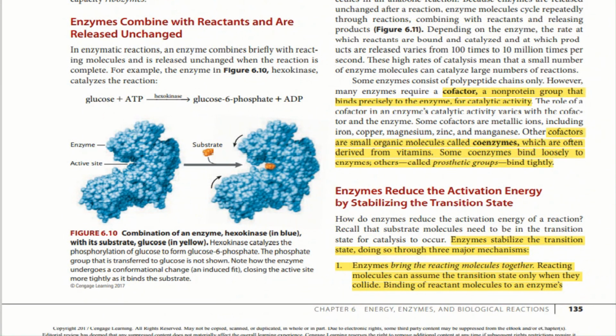Then we talk about the cofactor. A cofactor is a non-protein group that binds precisely to an enzyme for catalytic activity. The role of a cofactor in an enzyme's catalytic activity varies with the cofactor and the enzyme. Some cofactors are metallic ions, including iron, copper, magnesium, zinc, and manganese. Other cofactors are small organic molecules called coenzymes, which are often derived from vitamins. Some coenzymes bind loosely to the enzyme. Others, called prosthetic groups, bind tightly.